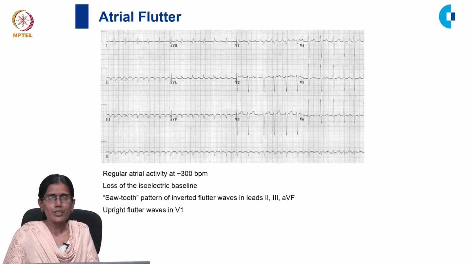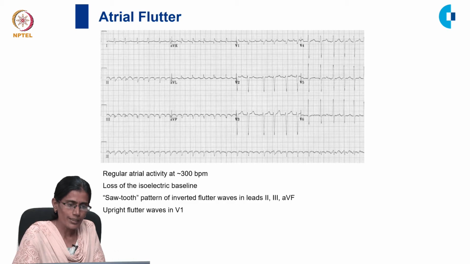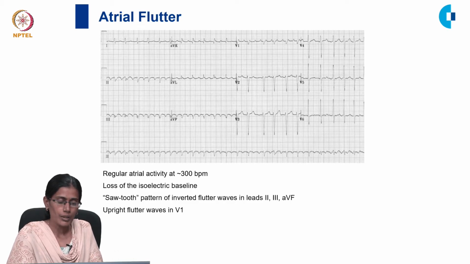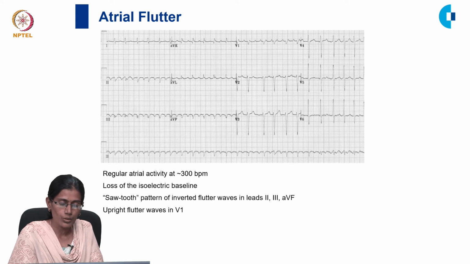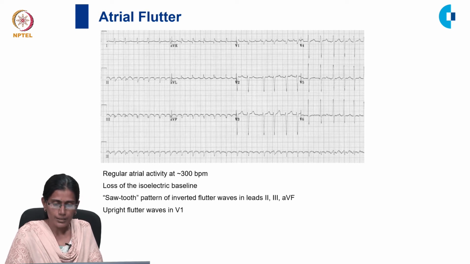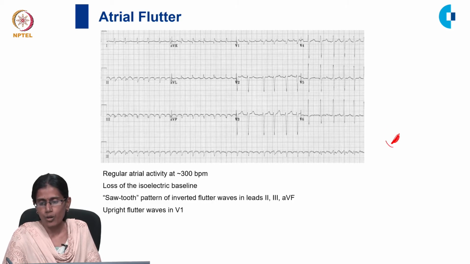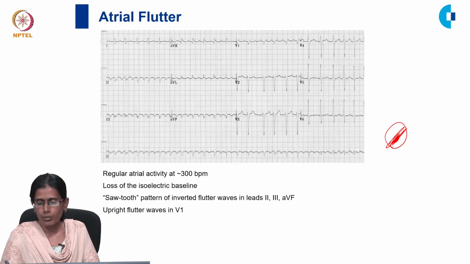So, what are the ECG changes? There will be regular atrial activity, around 300 beats per minute. But not all the impulses will be conducted to the ventricles. There will be block at the level of the AV node. The block may be in the pattern of 2:1, 3:1 or 4:1.